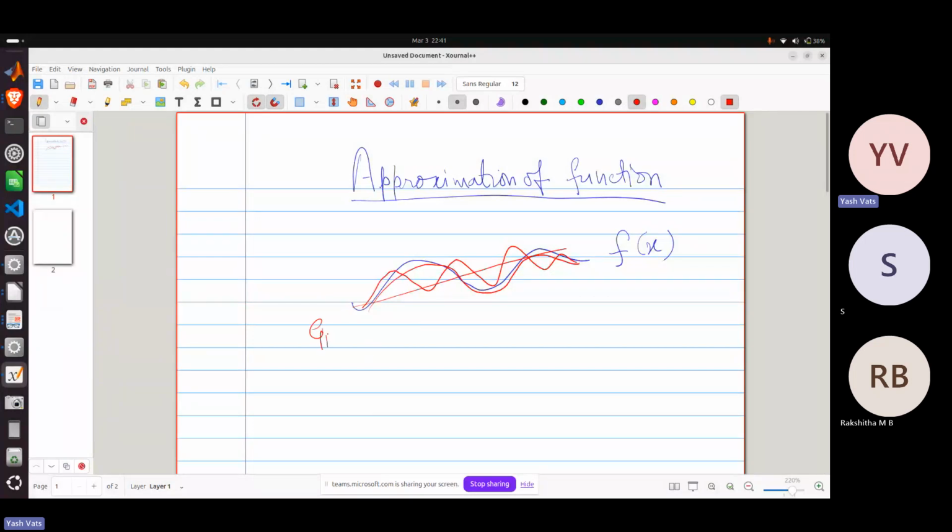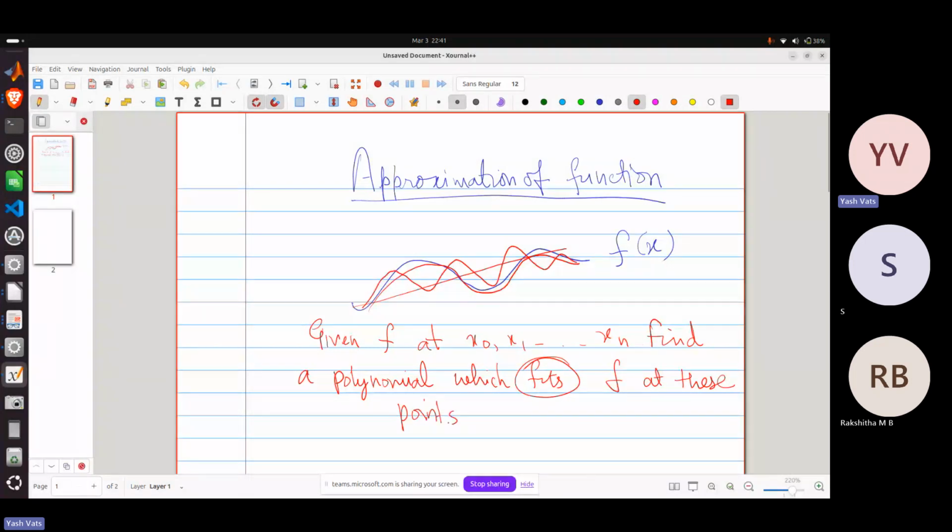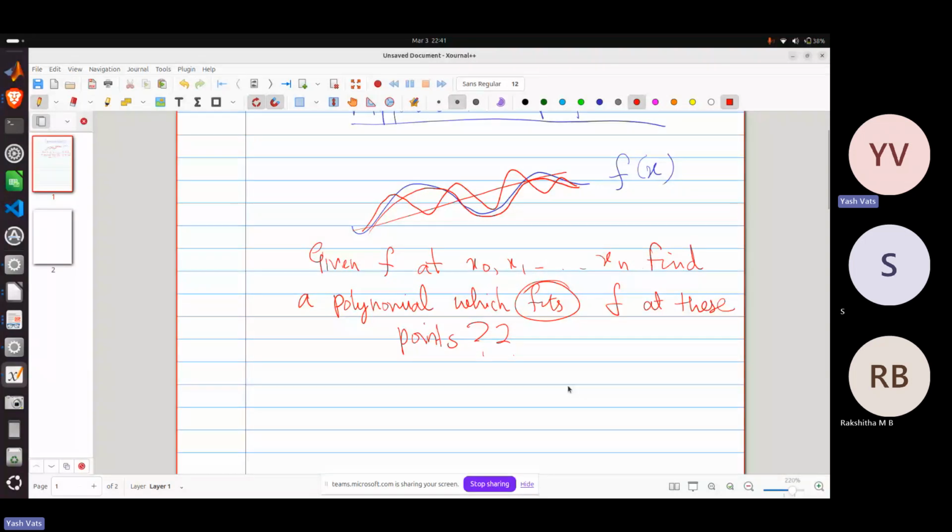So given f at x naught, x1 up to xn, you have to find a polynomial first which fits f at these points. Okay, so you have to find such a type of polynomial. This is your first task that you have to see.